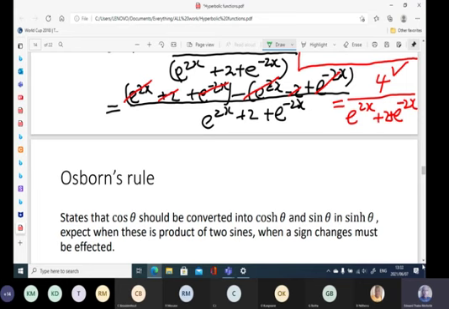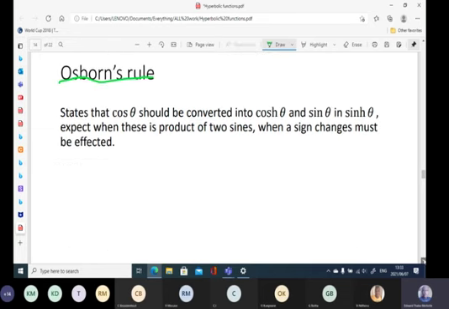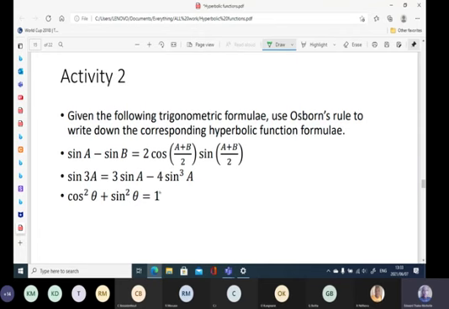You use it to write the hyperbolic functions using the trigonometric function identities. Let's say, for instance, another identity here. Let's use the one that you are used to. We have cos squared theta plus sin squared theta equals 1.